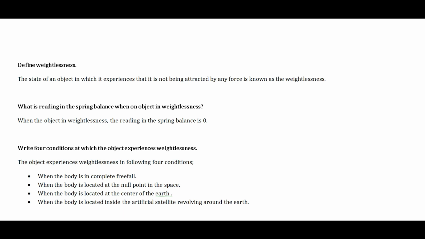So here are these four conditions of weightlessness that I have discussed. When the object is in complete free fall, when the object is located at the null point in space, when the object is located at the center of the earth, and when the object is located inside the artificial satellite which is revolving around the earth.